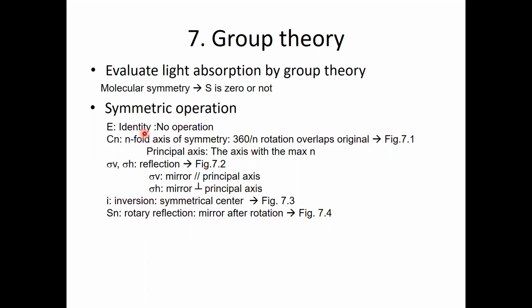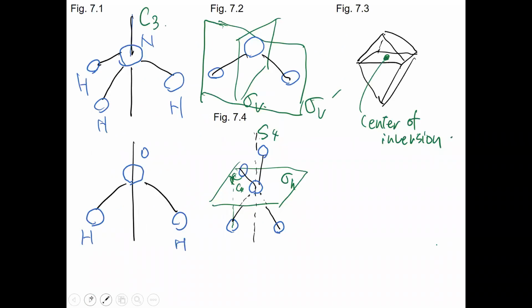The second operation is probably easier to understand, and is called Cn, which is called the n-fold axis of symmetry. This n is an integer, and this means that after a rotation of 360 divided by n degrees, the molecule is going to overlap. You can easily understand by looking at this.